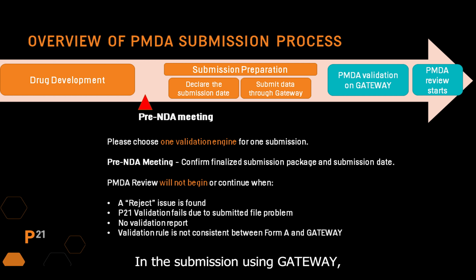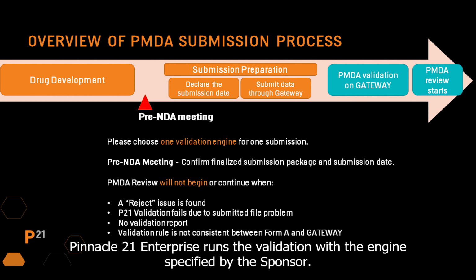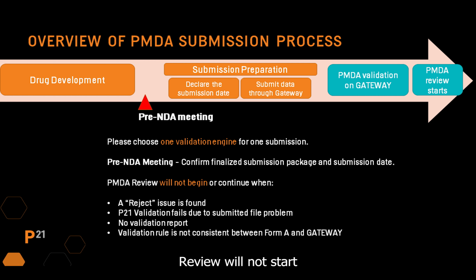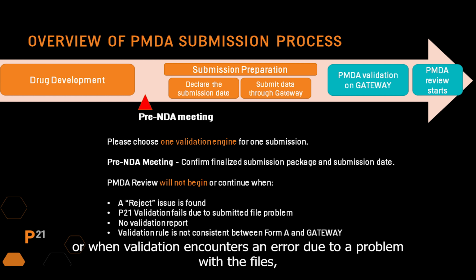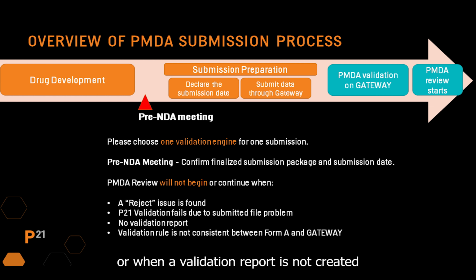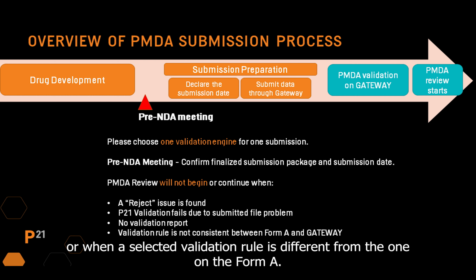In the submission using Gateway, Pinnacle 21 Enterprise runs validation with the engine specified by the sponsor. The review will not start when a reject issue is found, or when validation encounters any error due to file problems, or when the validation report is not created, or when the selected validation rule is different from the one on the Form A.